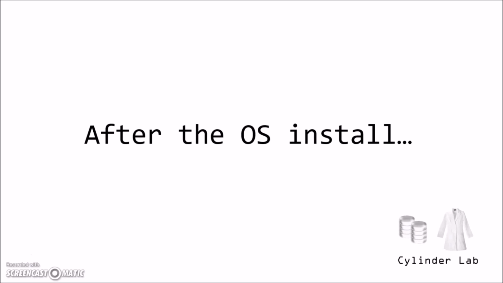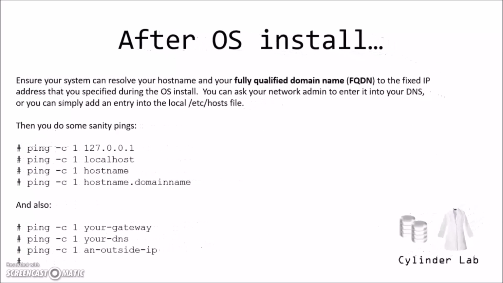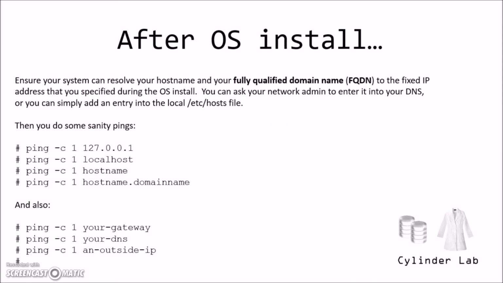After your operating system is installed, you should make sure that your system can resolve the simple hostname and also the fully qualified domain name to the static IP address that you chose during the installation. You can ask your network admin to enter it into their DNS, or you can simply enter it into the local host file. After that's done, do all the pings that you see on the screen and make sure everything works correctly. Don't go forward until it all works.